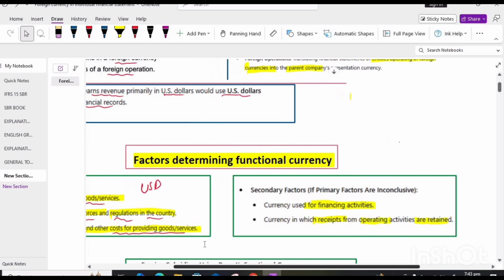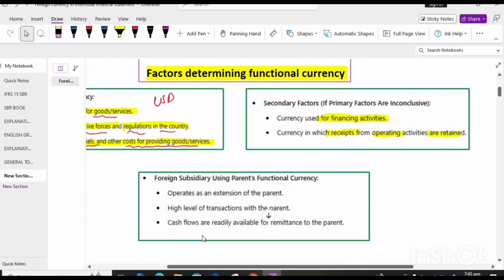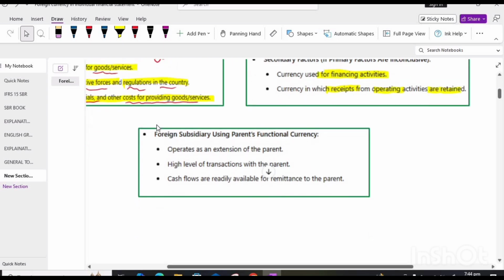There is some other point you need to remember, about a foreign subsidiary. A foreign subsidiary is allowed to use the parent's functional currency if it operates as an extension of the parent. The second condition is a high level of transactions with the parent, and the third is that the cash flows are readily available for remittance to the parent.